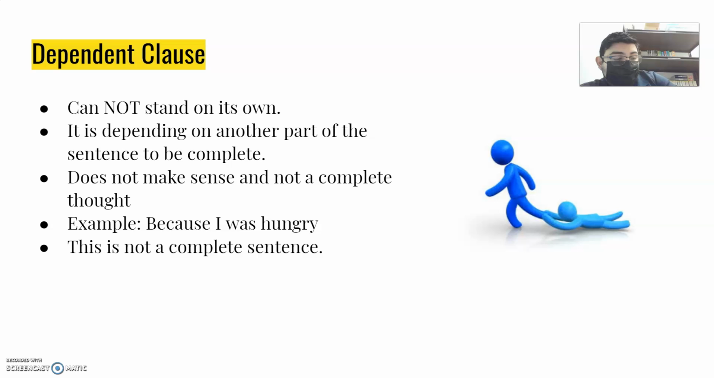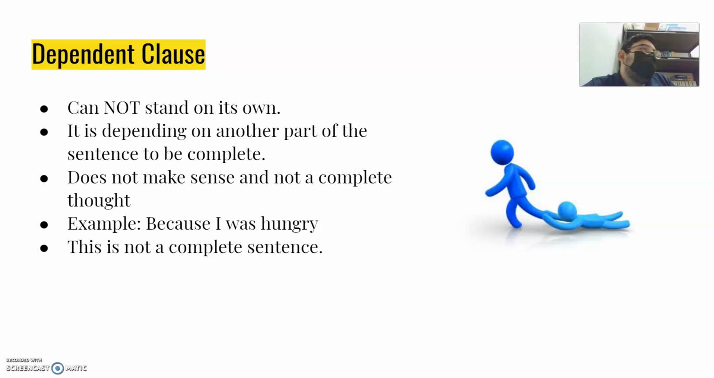It doesn't make sense on its own. It's not a complete thought. So, because I was hungry, is not a complete sentence. If you just go to someone and say, because I was hungry, they'd be like, what are you talking about? Why? So it doesn't count. It's got to make sense.